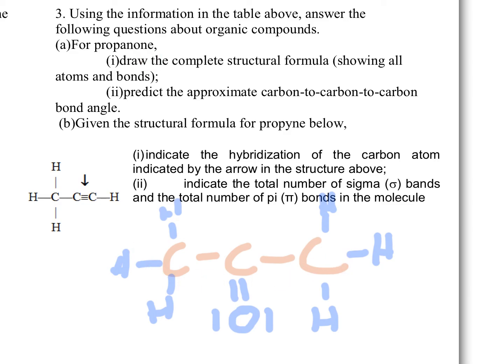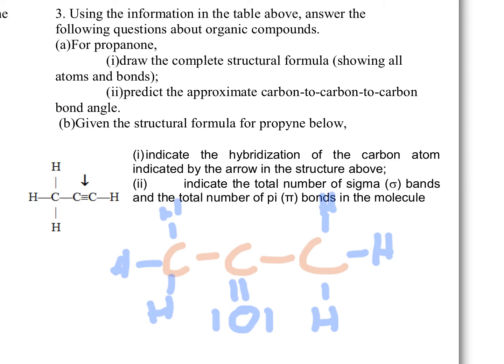Part I is done. Number 2, predict the approximate carbon to carbon to carbon bond angle, right here. Please do not say linear. This was the most missed part here: people said linear. They drew it correctly, but they looked at how I drew them in a straight line. Lewis structure does not show this. Lewis structure helps us to figure out the geometry based off of how many electron domains there are. It does not show the geometry.